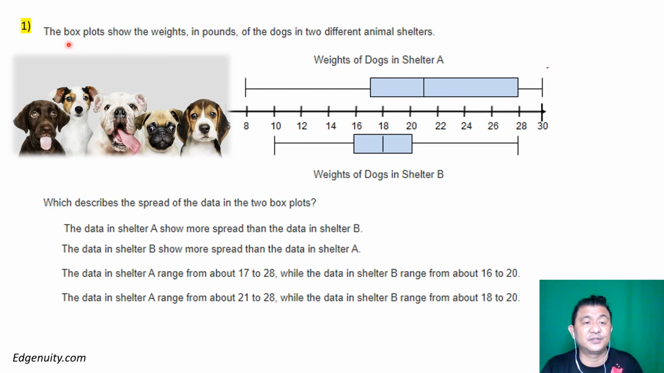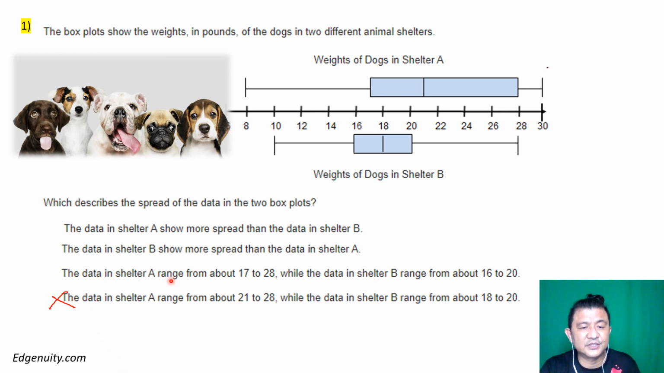All right, so let's look at this. The box plot shows the weight in pounds of the dogs in two different animal shelters. This is shelter A and this is shelter B. So let's see. Which describes the spread of the data in the two box plots. Let's start from the bottom. The data in shelter A ranges from 21 to 28. No, it begins from here to there. So that already is wrong. Okay.